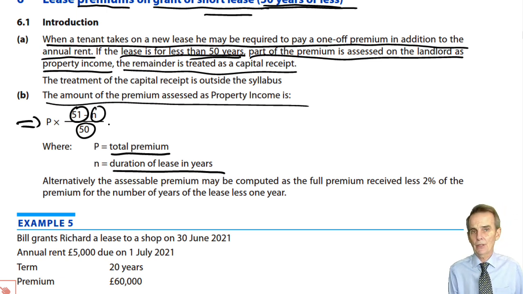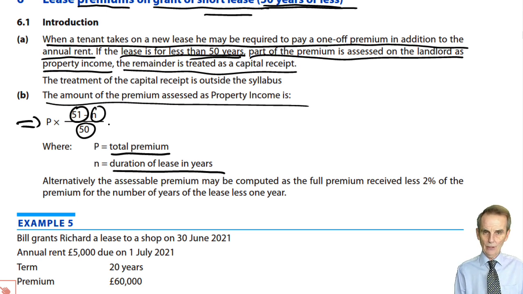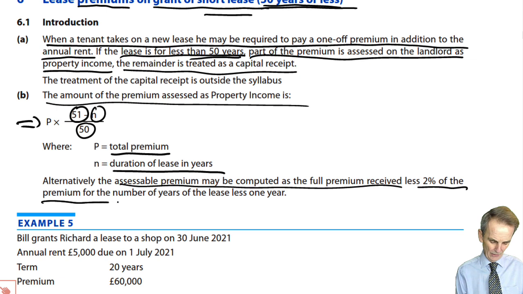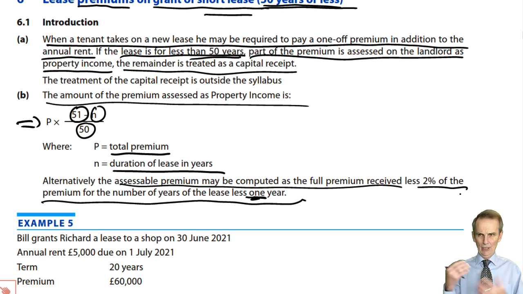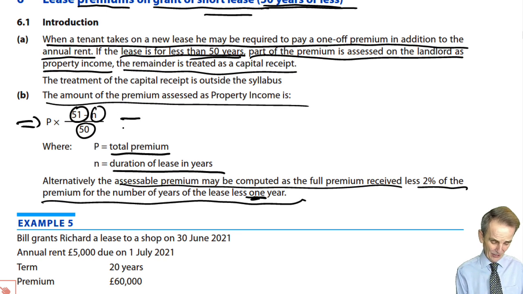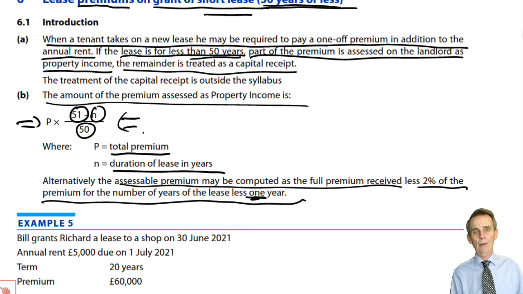Another way of doing it, and I only say this because you sometimes see answers produced by the ACCA providers of examination material, is that the assessable premium may be computed as the full premium received less 2% of the premium for the number of years of the lease less 1. Now, either way is fine. Maybe that second one is easier to remember as a line, but if you're more mathematical and want to go directly to it, that's the one to learn: the premium multiplied by (51 minus N), the number of years of the lease, over 50.